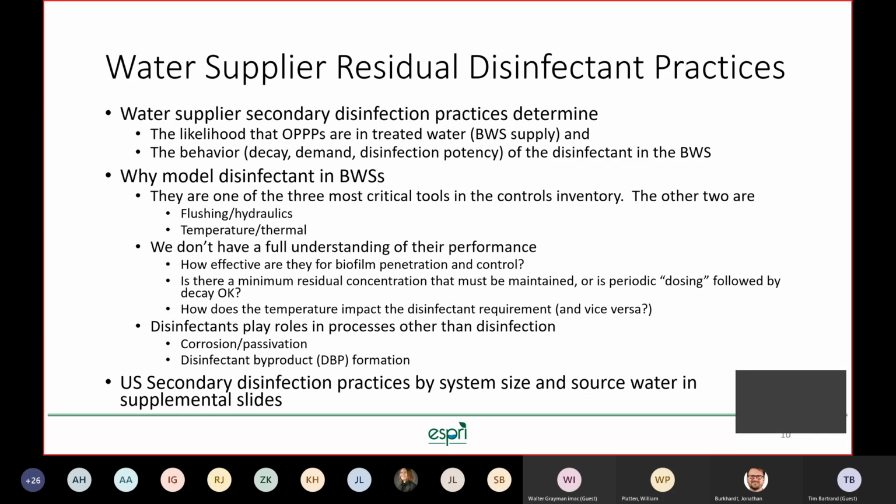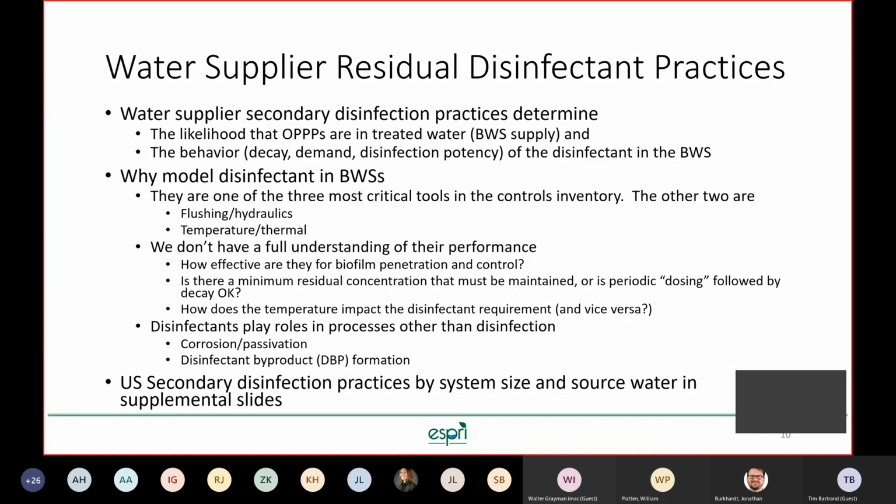Why do we want to model the disinfectant? They're one of the 3 critical tools in the controls inventory, the other 2 being flushing and thermal control. We don't have a full understanding of their performance, and modeling is a great way to explore conditions and conceptual models that will help us understand them better. How effective are they at biofilm penetration? David Wahlman has published some really nice studies on that, but they are empirical, and doing some modeling studies using results that he and others have published on penetration would be great.